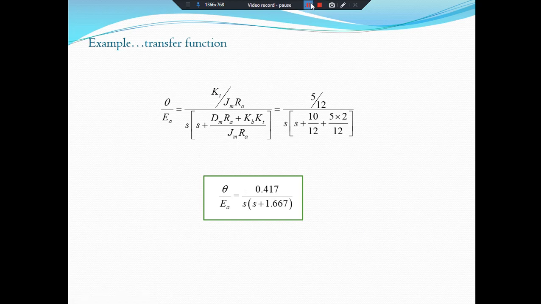The value of KT by RA we have is 5. KT by RA is equal to 5, Jm is equal to 12, s plus DM, the value of DM, and KT by RA again, the value is 5. Simply by putting these values we will get this equation, and by simplifying or multiplying this equation we will get the relation between theta by EA.